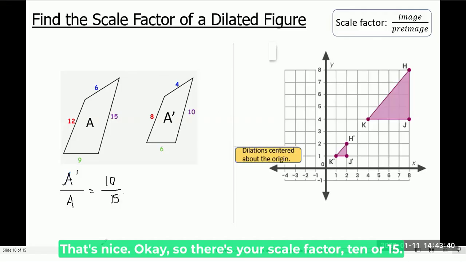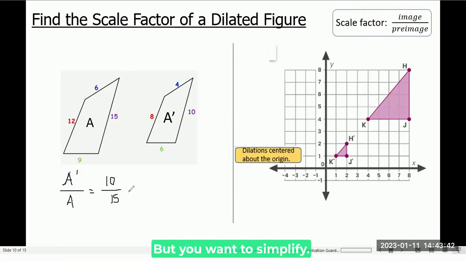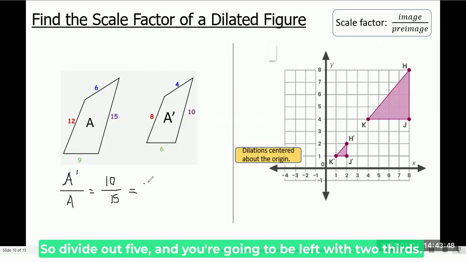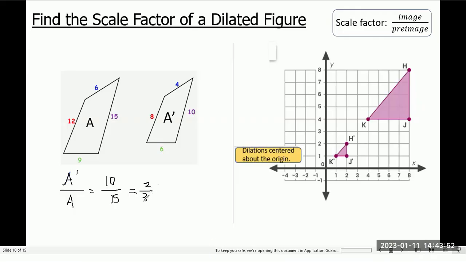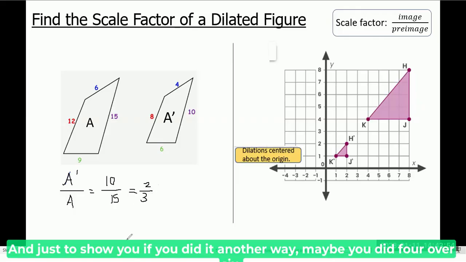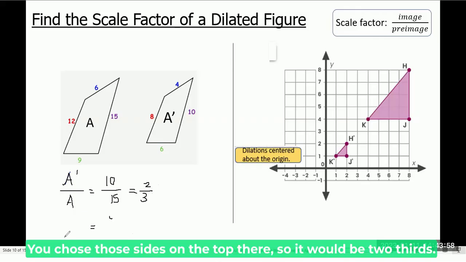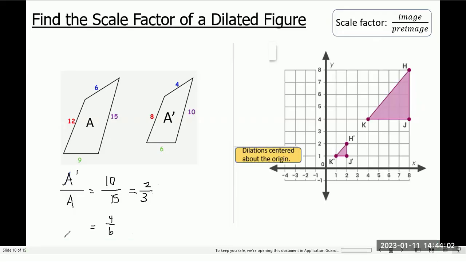Okay, so there's your scale factor, 10 over 15, but you want to simplify. So common factor is 5. So divide out 5 and you're going to be left with 2/3. Okay. And just to show you, if you did it another way, maybe you did 4 over 6. You chose those sides on the top there, it still would be 2/3. Okay.